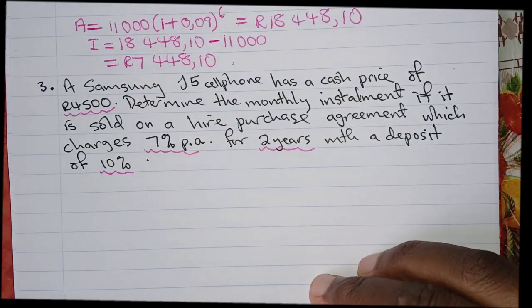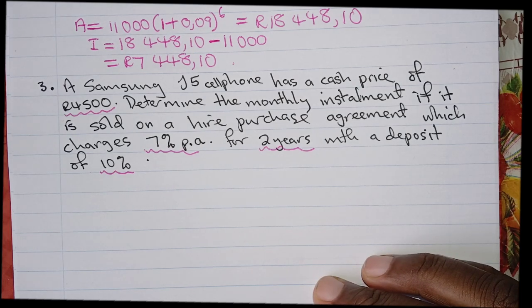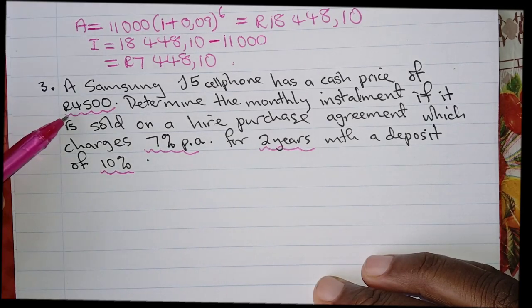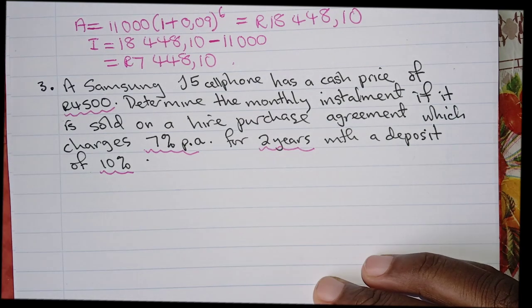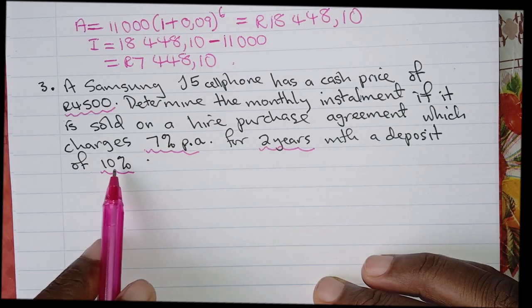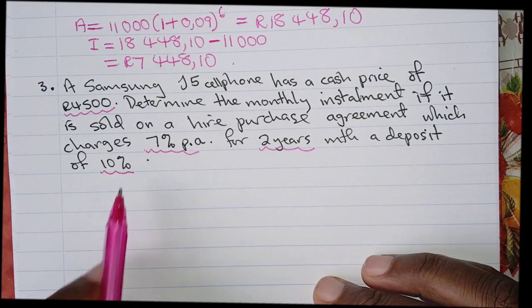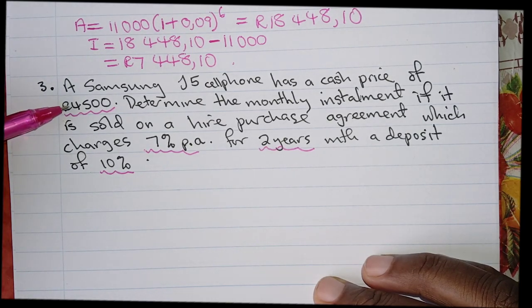Now, hire purchase is the method that is used when someone does not have enough money to buy something cash. So they are saying if you have enough money, you can take this cell phone and pay 4,500 rand now. But if you do not have 4,500 rand now, you can just pay a deposit of 10%. That is, you pay 10% of 4,500 rand now. And then the balance, we are going to take it as a loan, right?